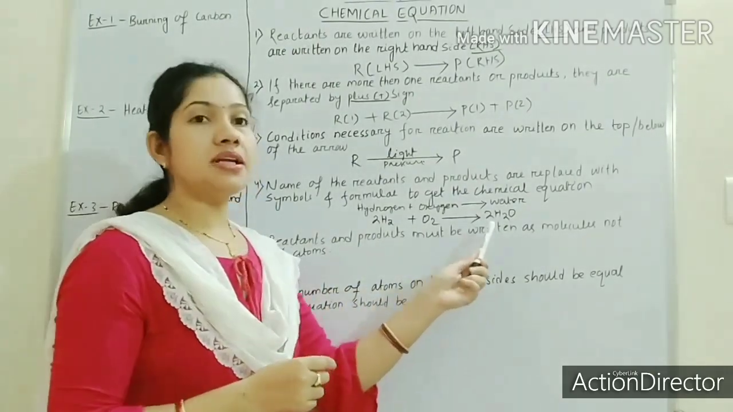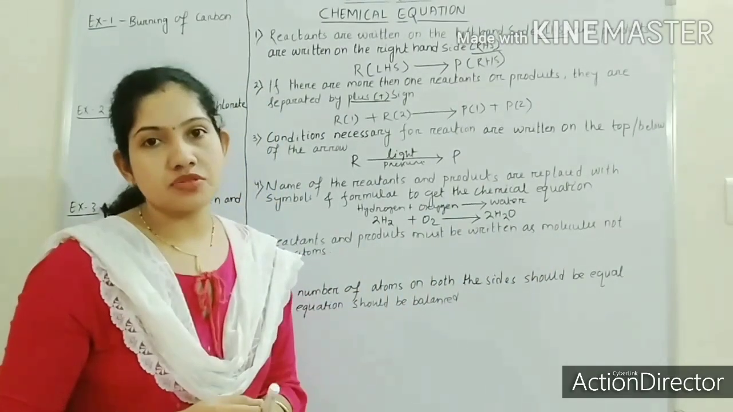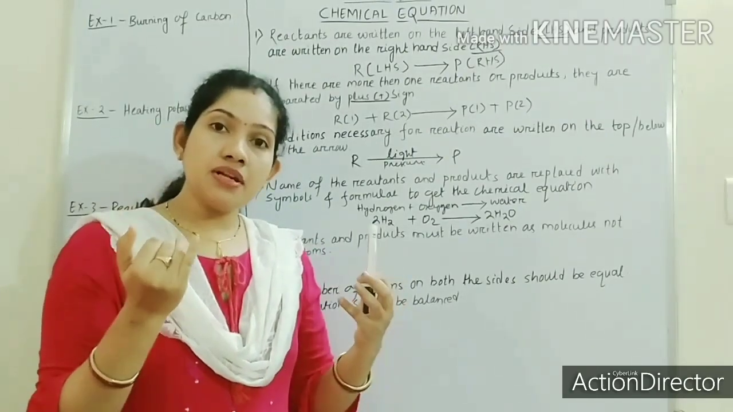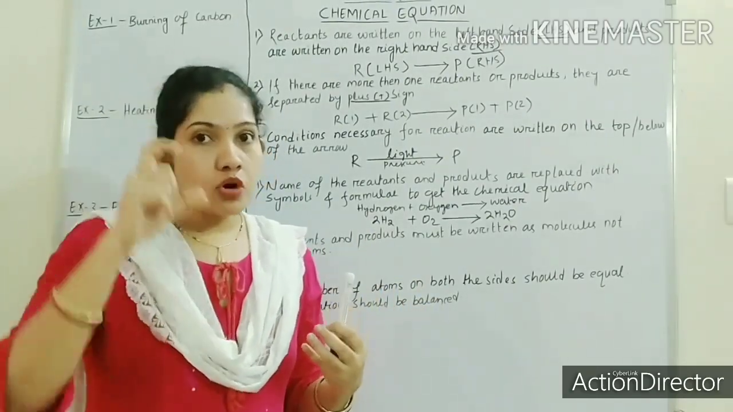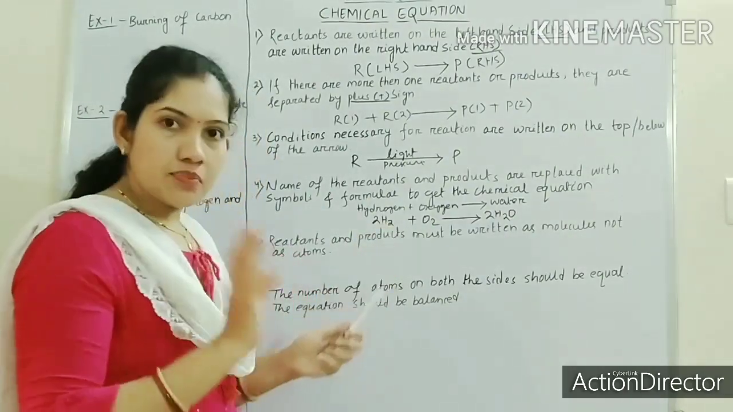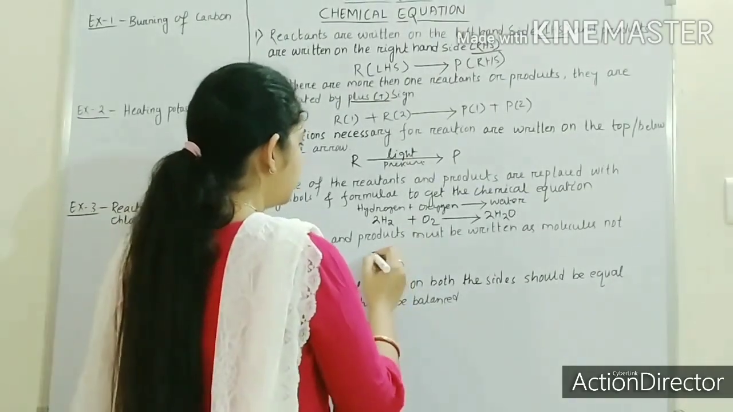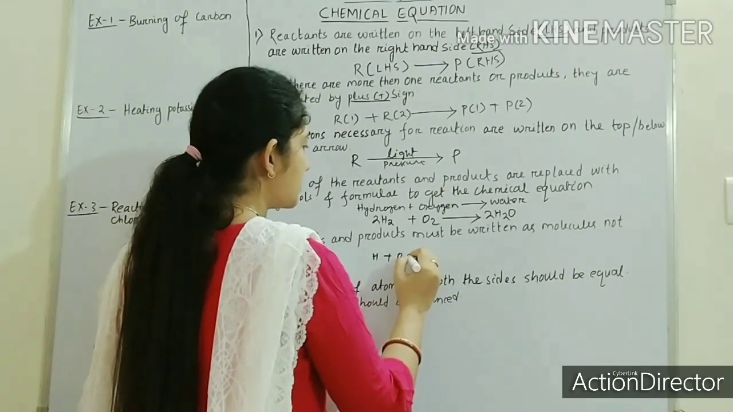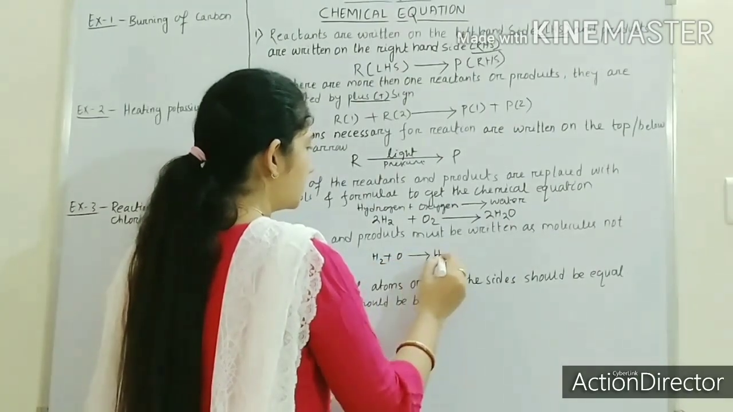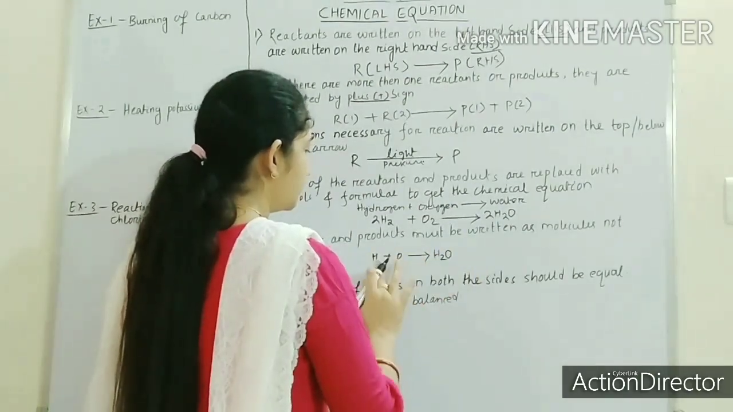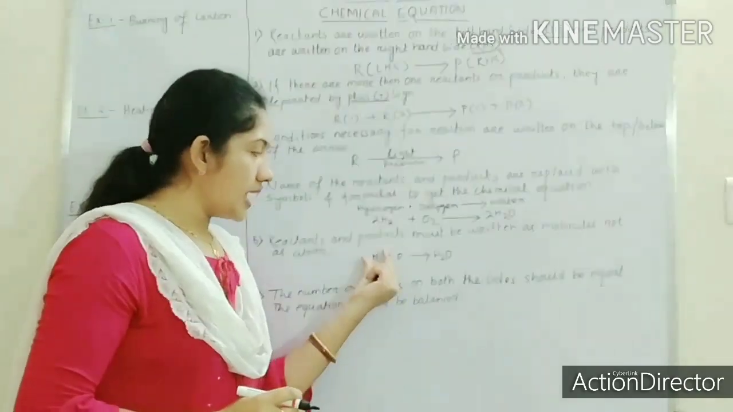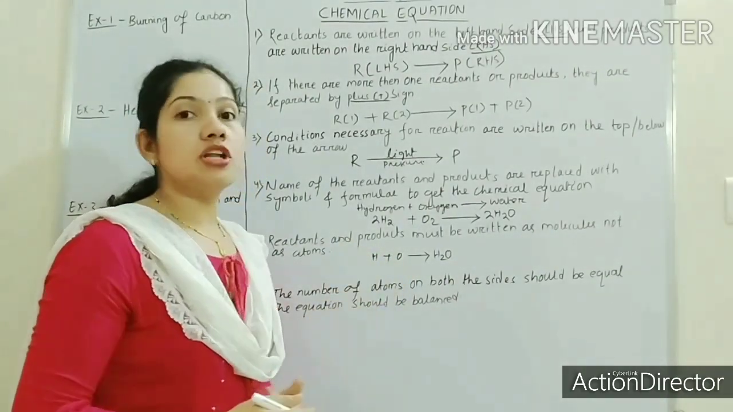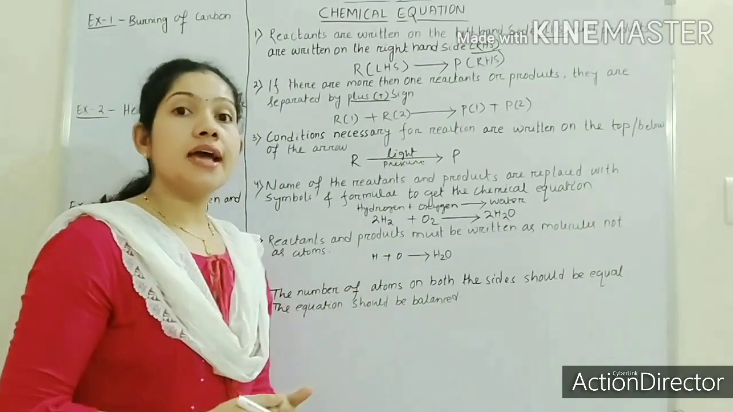Next, reactants and products must be written as molecules, not as atoms. We cannot write the reactants and products in their atom format. We have to write their molecular format. Like the same example, suppose I write H plus O gives rise to H2O. Here you can see I have not written their molecular format, I have written their atomic format.